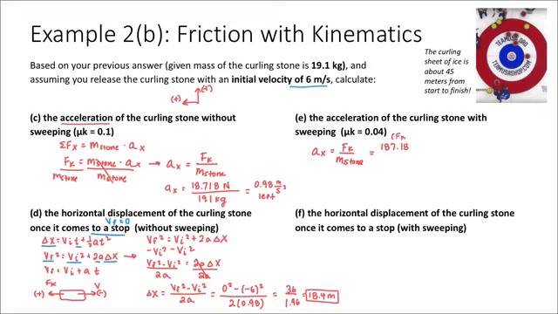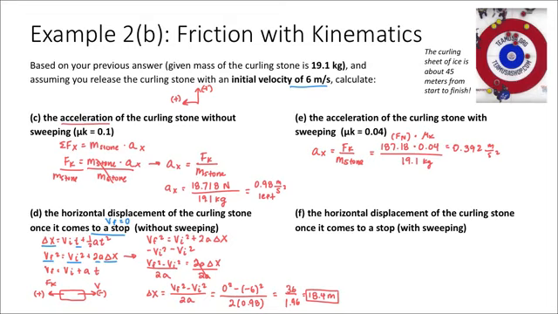times the coefficient of kinetic friction, which in this case is now 0.04. That's that mu sub k, and that'll all be equal over 19.1 kilograms. Again, this is in newtons up here. And that will be equal to 0.392 meters per second squared. Again, I'm not rounding at all here to make sure that I'm not getting any rounding error.